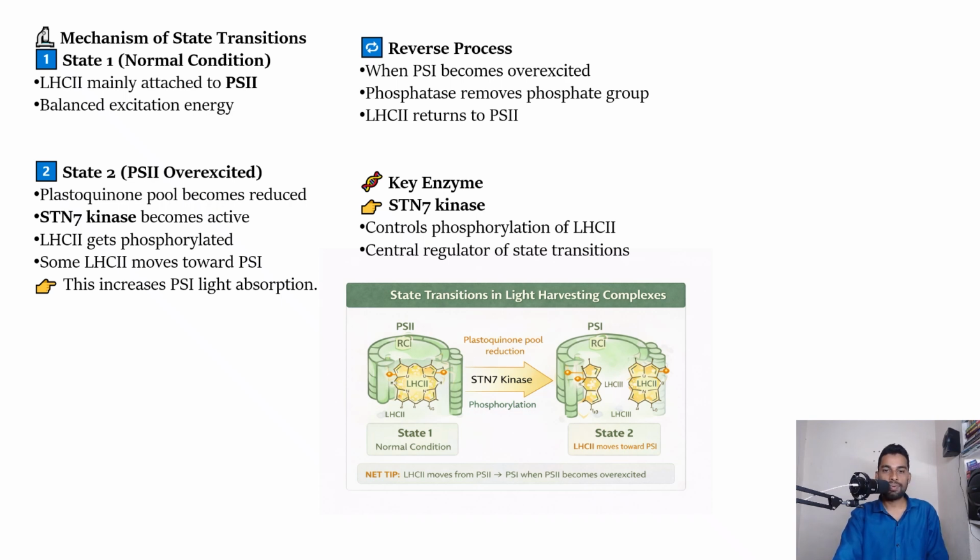Reverse process: when PS1 becomes excited, if there is more energy here, LHC2 moves towards PS2. So balance happens in both. Remember, STN7 kinase is the key enzyme here. It controls phosphorylation of LHC2 and is the central regulator of state transitions. So it also performs the transitions as well.